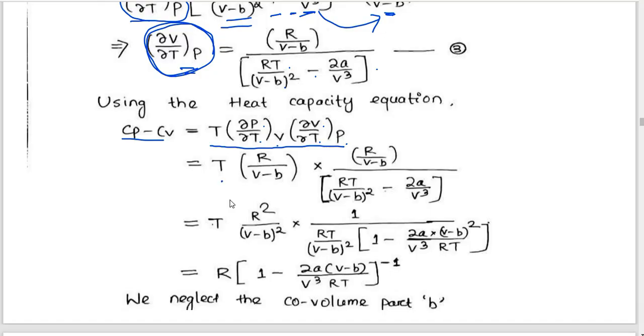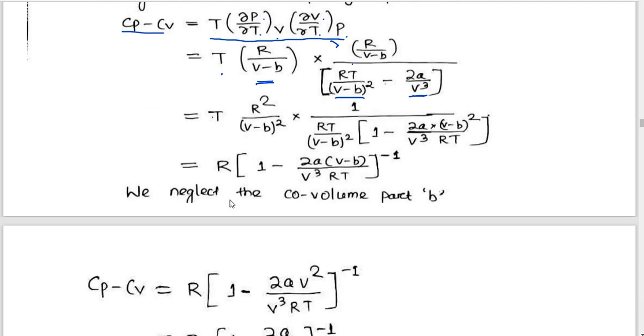So T into, from equation 2, this is R by V minus b, and from equation 3, this part will be R by V minus b, R T by V minus b whole square minus 2a by V cube. From equation 2 and 3, we put this here. Okay, next part, T is fixed. So the above part, this is R by V minus b, and this is also R by V minus b. So this part will be R square by V minus b whole square. So from the denominator, take R T by V minus b whole square as common from both sides.